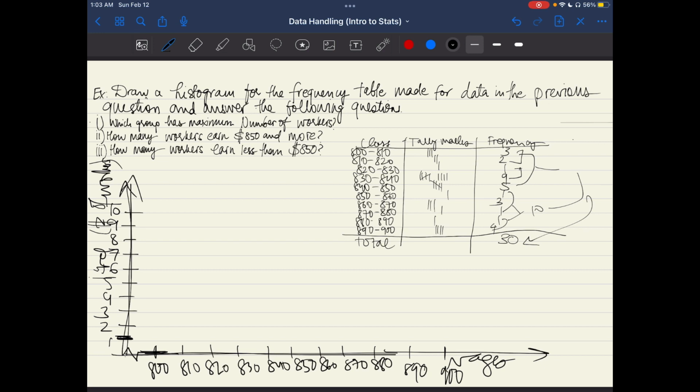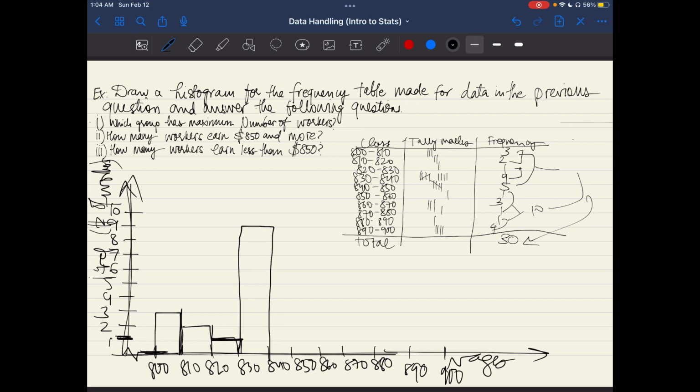Okay, so for the first one, 800 to 810, we have 3, so we go 3. Then for 810 to 820, we have 2, so we go 2. Again, this is a histogram. Then from 820 to 830, we have just 1. Then 830 to 840 is 9, so we go all the way up to here.